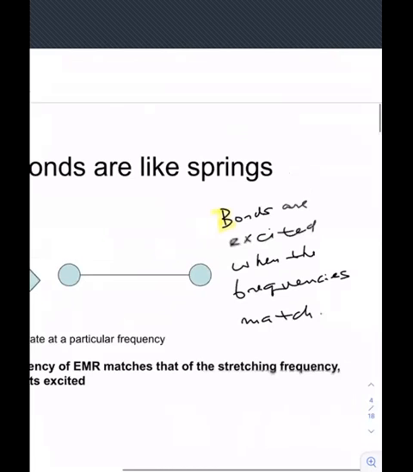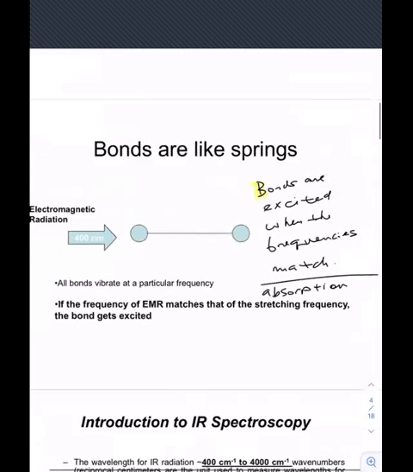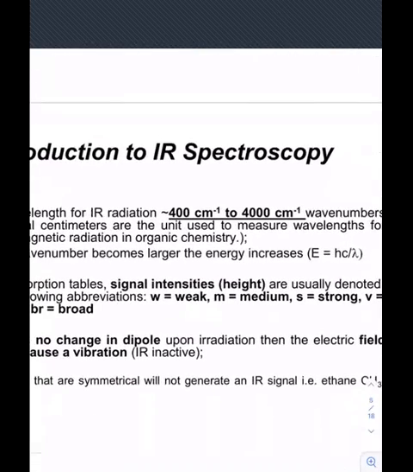So when the frequencies match between the bond and the instrument, then the bond gets excited, and that's where the absorption happens. Right. So when it absorbs that radiation and it matches the frequency of the bond, then you get an absorption, and then you'll get a stretch showing in the infrared spectrum. Right. So the wavelengths are 400 to 4,000. I think I said 0 on the first slide. Excuse me for that, but 400 to 4,000 reciprocal centimeters.